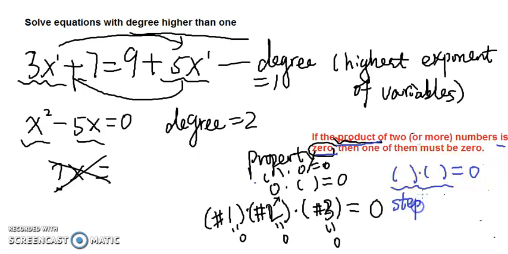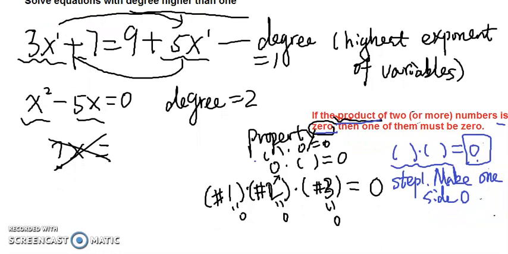So step 1, the other side is 0. So you have to make one side 0, if the other side is not a 0. So make one side 0, which can be easily done. If it's not a 0, you can move everything to the left. So the right side will be 0.